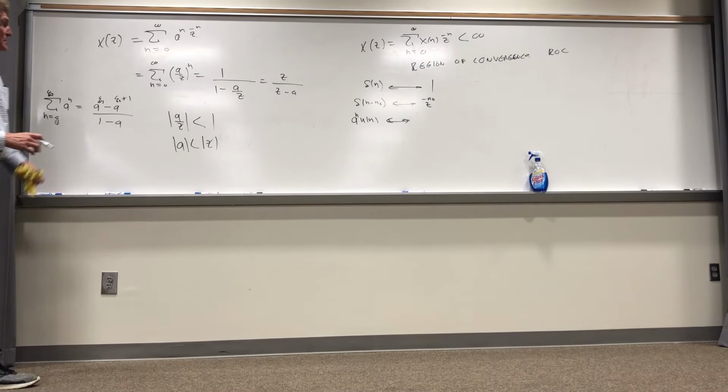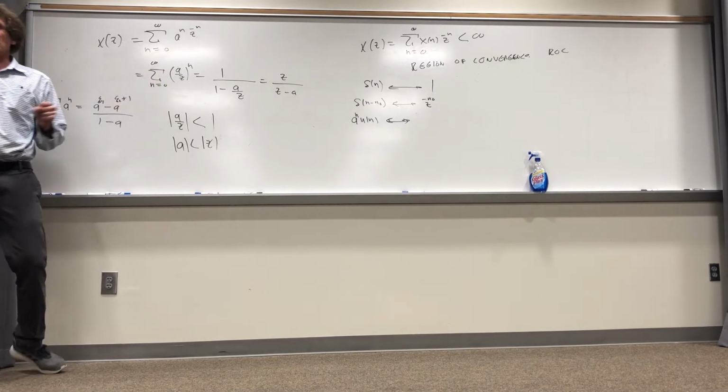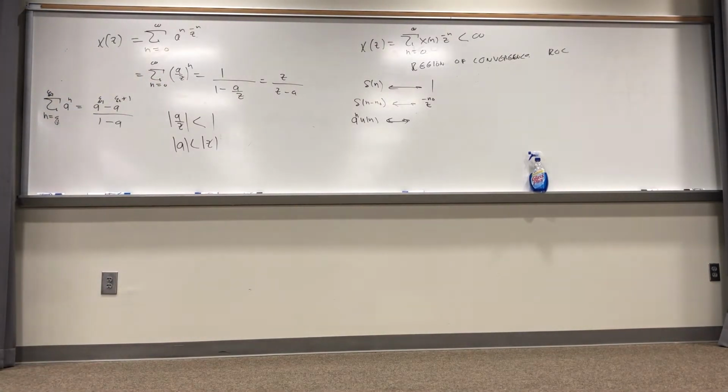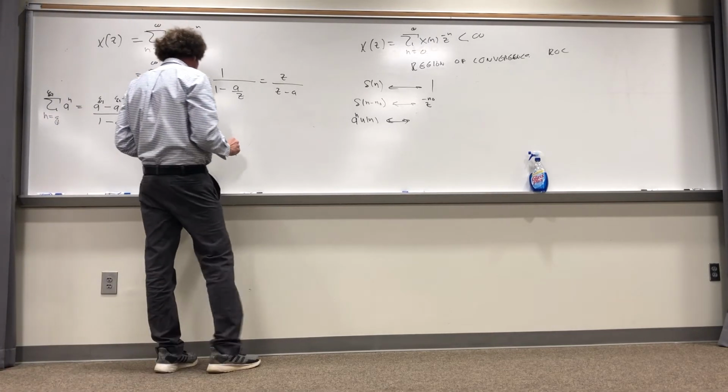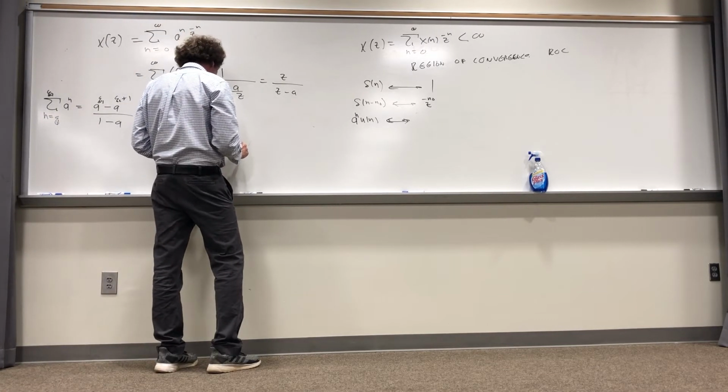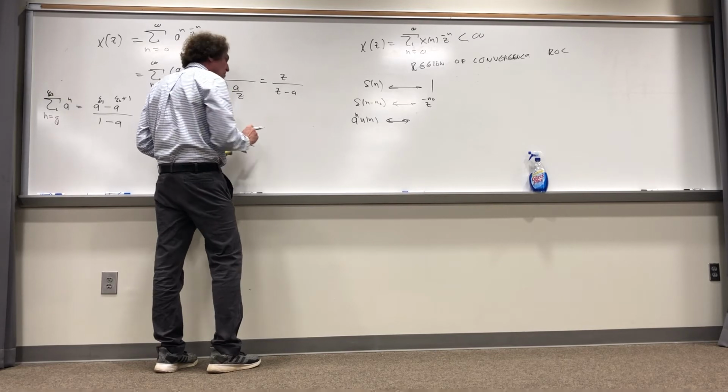Now just think of the opposite. If the magnitude of the ratio of a to z was greater than 1, say 2. Well, if you had 2 to the n, what happens as you get higher and higher values of n? It's going up, up, up, up, up, and the summation is going to infinity fast. Do you agree, class? So this tells me the region of convergence right here. Magnitude of z greater than magnitude of a, and that's the region of convergence.